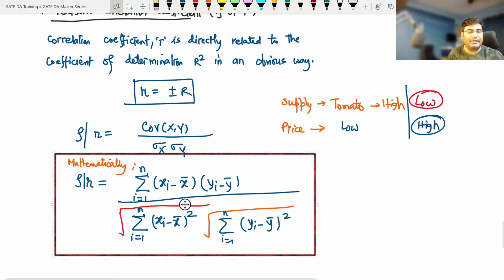Now, the correlation coefficient can be 0, can be perfectly 1, or can be perfectly -1. Perfectly 1 means you have a perfect, strong, positive relationship. Perfectly -1 means a perfect, strong, negative relationship. When I say perfectly strong, I mean like 100%. Strong means just close to 1 or close to -1. Strong and weak are two different things.